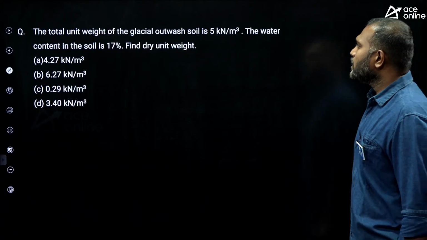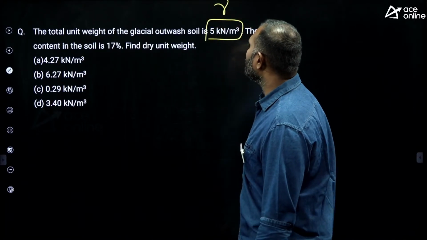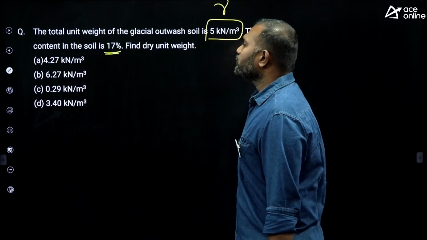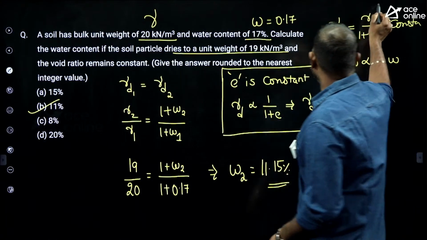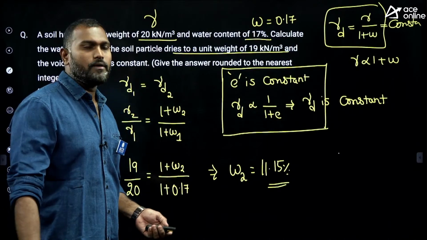Okay. Next, the total unit weight of the glacial outwash, this is the total unit weight, is 5. The water content of the soil is 17%. Find the dry unit weight. So we have already discussed the relation between gamma D and water content: gamma D is equal to gamma by 1 plus water content.